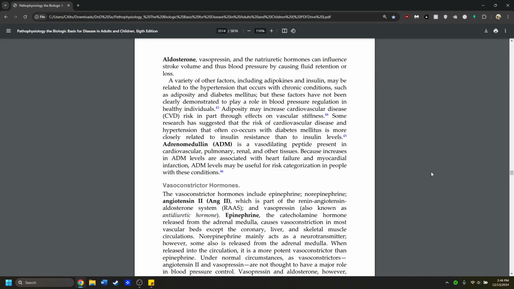Adrenomedullin is a vasodilating peptide present in cardiovascular, pulmonary, renal, and other tissues. Because increases in adrenomedullin levels are associated with heart failure and myocardial infarcts, ADM levels may be useful for risk categorization in people with these conditions.